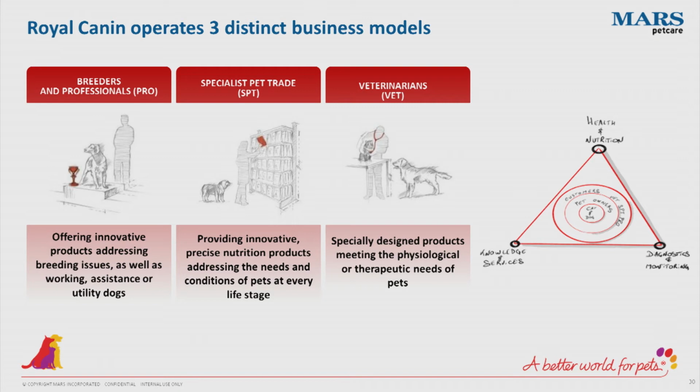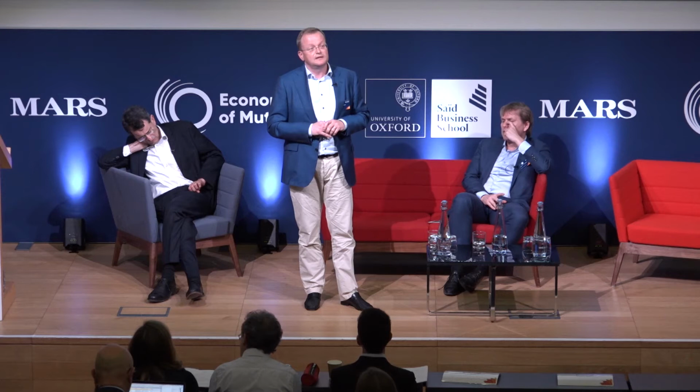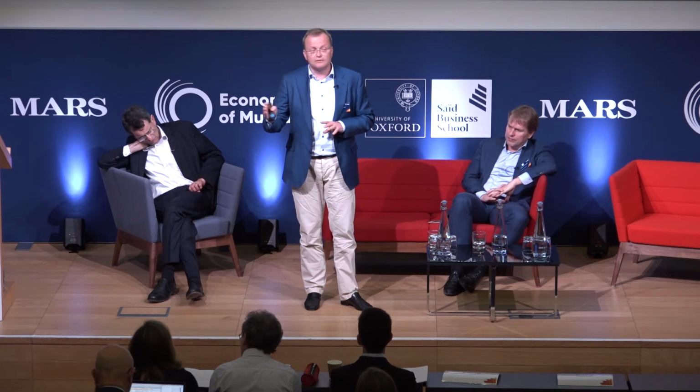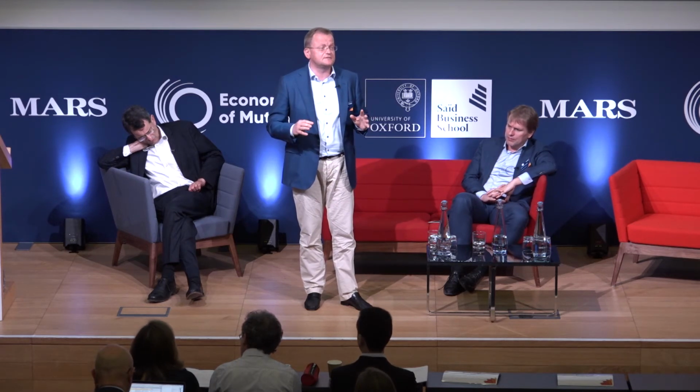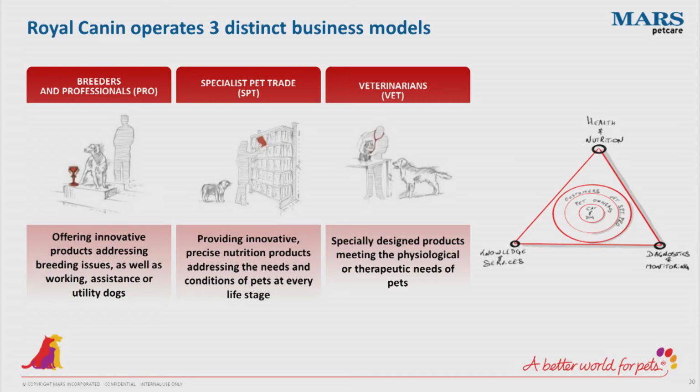Despite the fact that we have one brand, Royal Canin, we are sold in 3 different, completely independently run channels. One which we call Breeders, which is professional channel. Another one which is called Specialty Pet Trade, so specialty pet stores. And another one which is called Veterinarians. These 3 channels sell completely different diets to completely different groups.